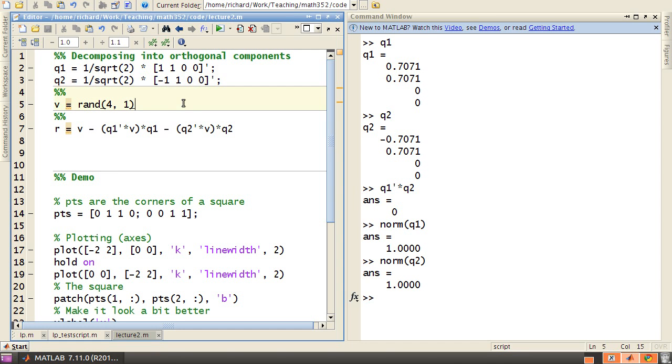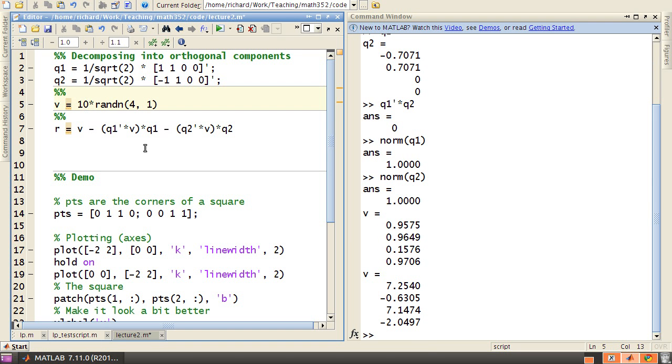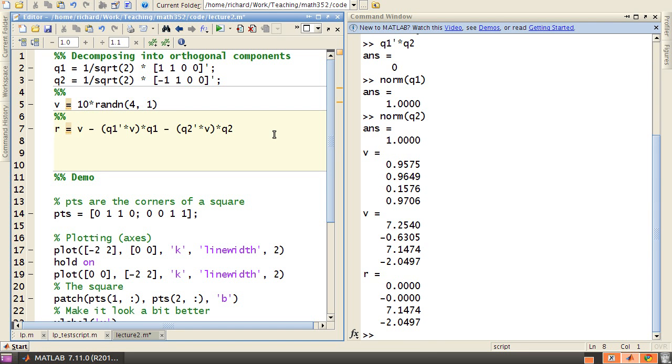The next part was to generate an arbitrary vector v, so I'm just going to make a random one. There it goes. So here's our random vector v. In fact, let's make it bigger, just for fun, and I'll make them normally distributed random numbers instead, so we get some negative numbers too. So here's our v. Now, using the expression we just looked at before, we're computing this component r, which should be orthogonal to q1 and q2.